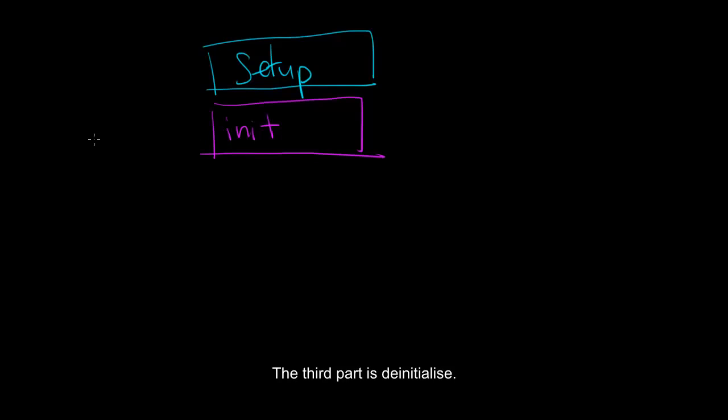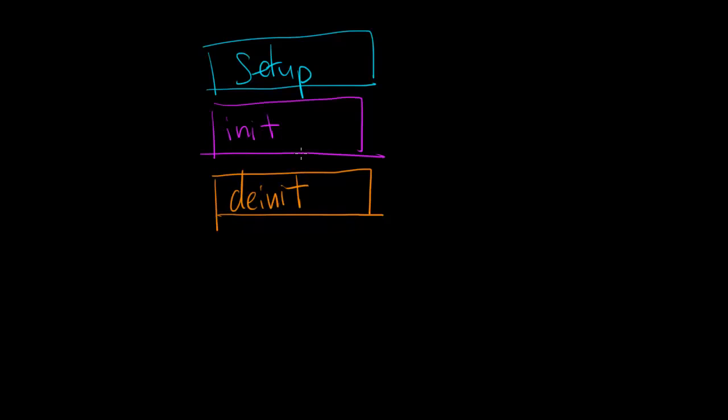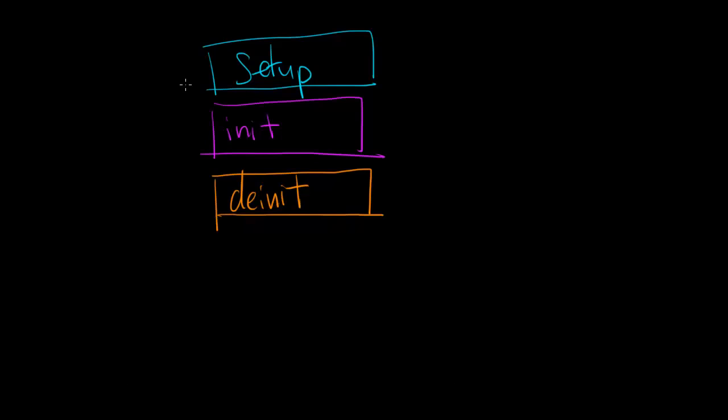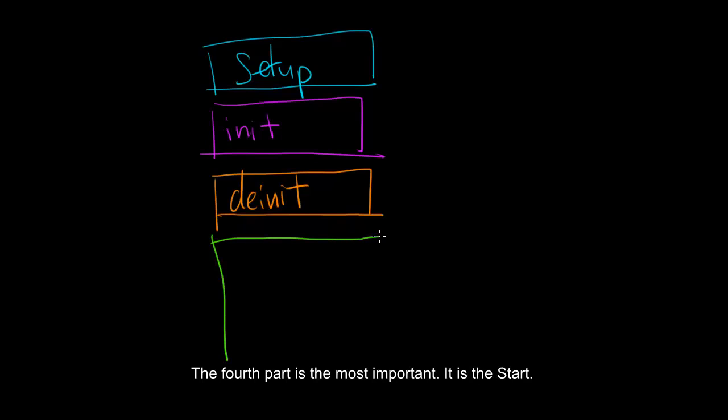The third part, the deinitialize. Similar to initialize, all the codes in deinit will run one time when the EA is stopped. The fourth part is the most important. It is your start.